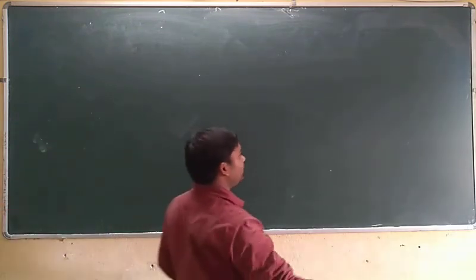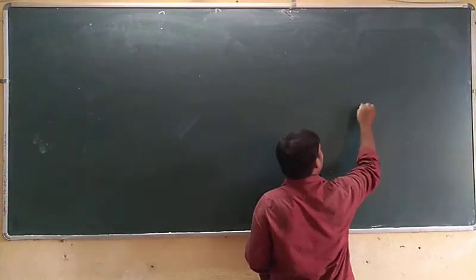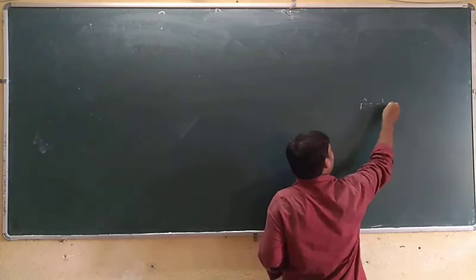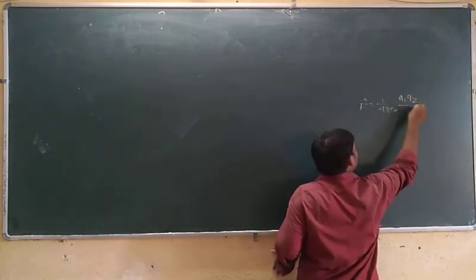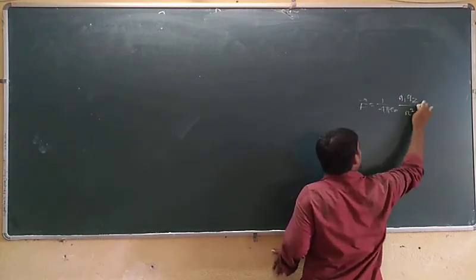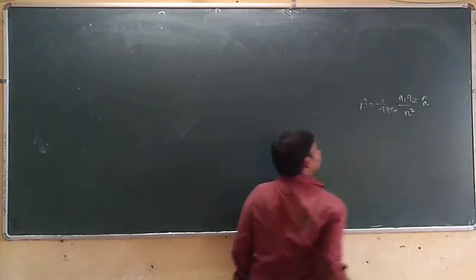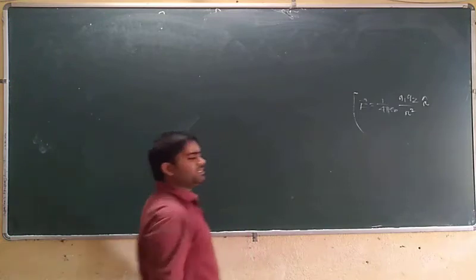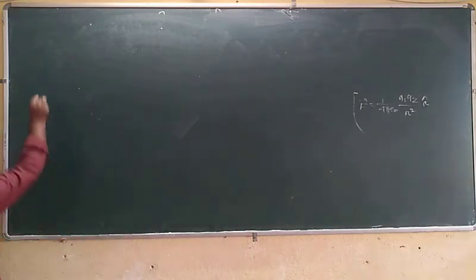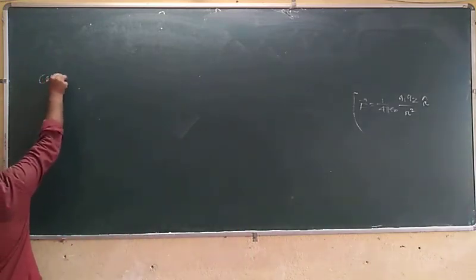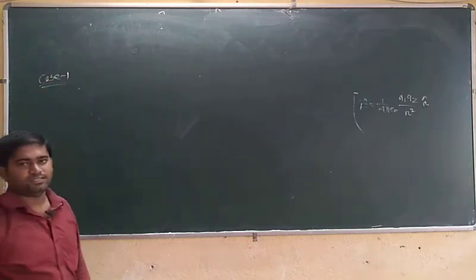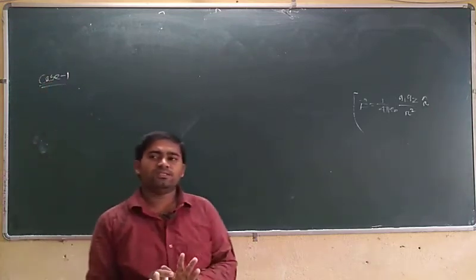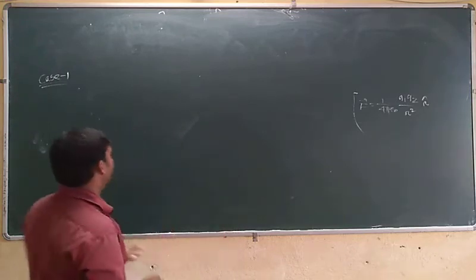In the general case, we write the Coulomb force in vector form as 1 by 4 pi epsilon naught, q1 q2 by r square, r cap. Suppose I take the different cases, like two similar charges, or two charges of similar nature.